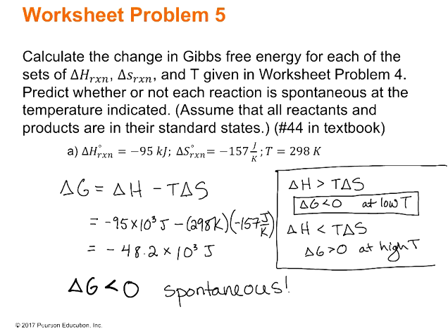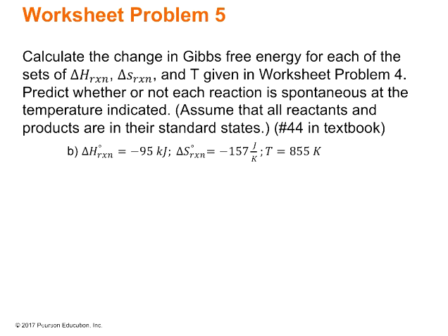Okay, so let's do one more together, and then I'll let you work on C and D on your own. And you can, of course, double check your work on the worksheet key. All right, so B, we have again delta G is equal to delta H minus T delta S. And let's see, we have again a negative enthalpy and a negative entropy, which makes our T delta S positive.